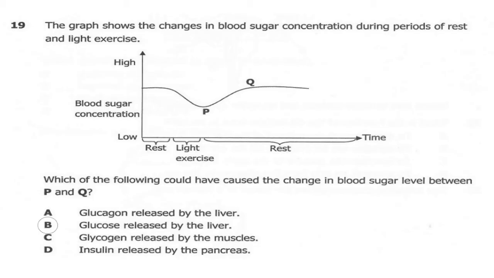The correct answer here is B, glucose released by the liver. So when blood sugar levels are low at P, the pancreas will release the hormone glucagon, which will cause the liver to change glycogen back into glucose, which was stored in the liver. So the glucose will then be released by the liver once it has been created from the glycogen which was stored. So that's why the correct answer here is B. Well done, chat. We move on to the next question.